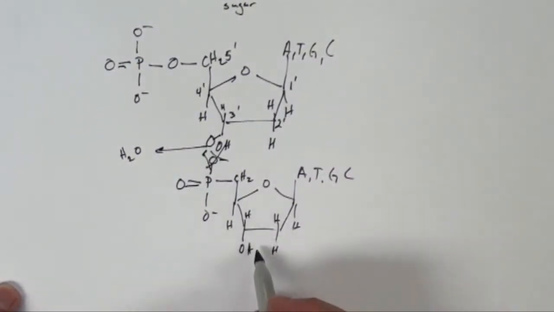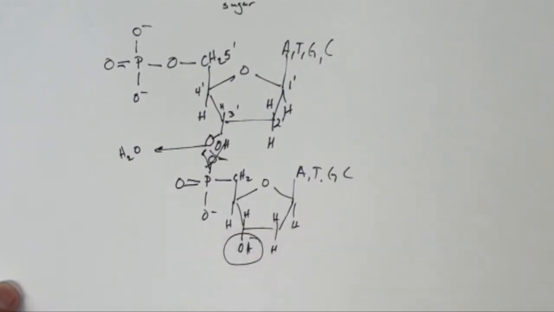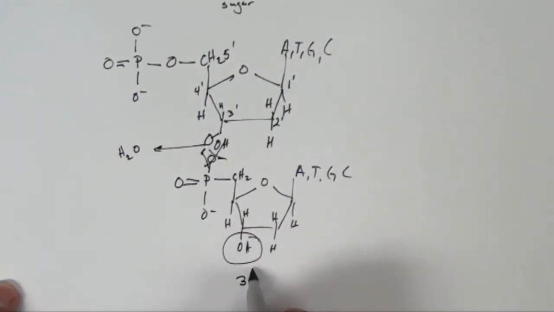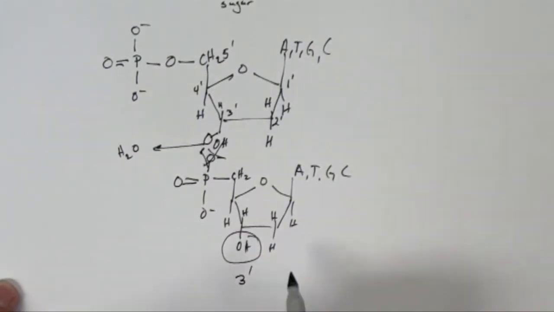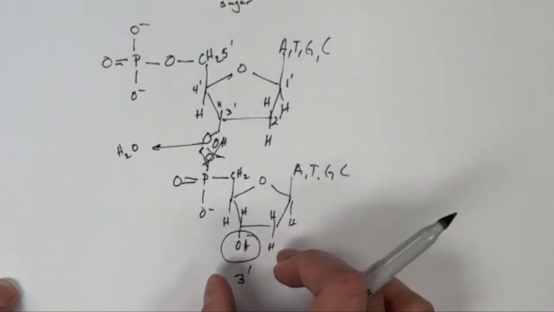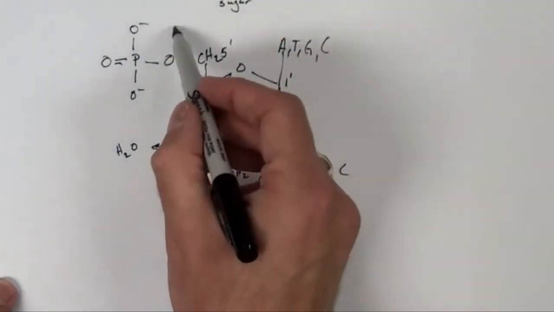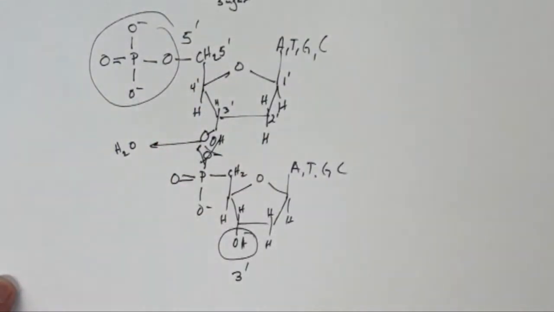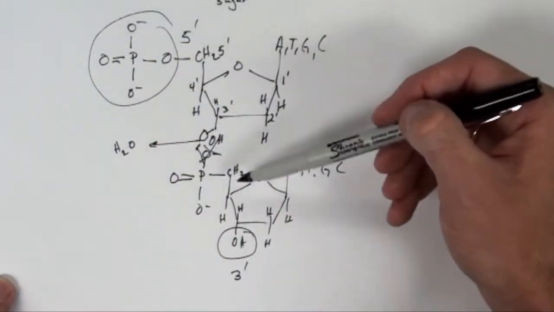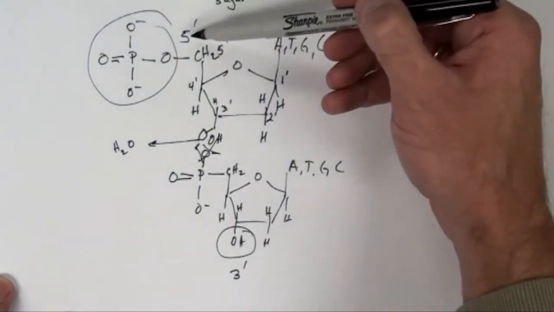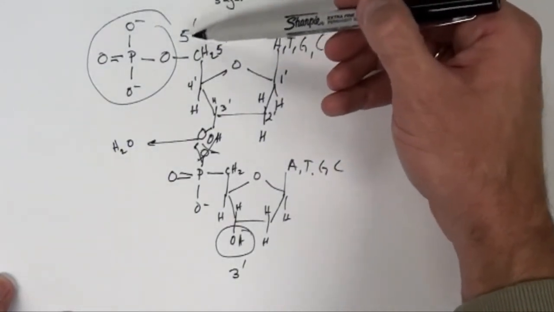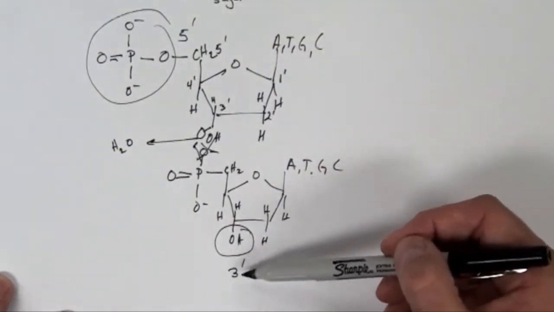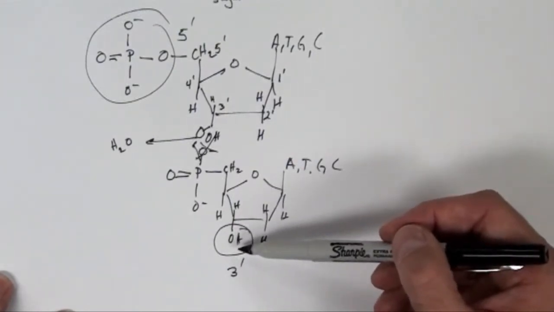So if you notice, here's the 3' hydroxyl group. So this would be called the 3' end in terms of nomenclature because that's the open end on this strand. And up here, the phosphate group is open, so this is the 5' end. So as you can see, they're bonded in between, but we have a 5' end open on this end, and this is the 3' end because the hydroxyl group is open on this end.